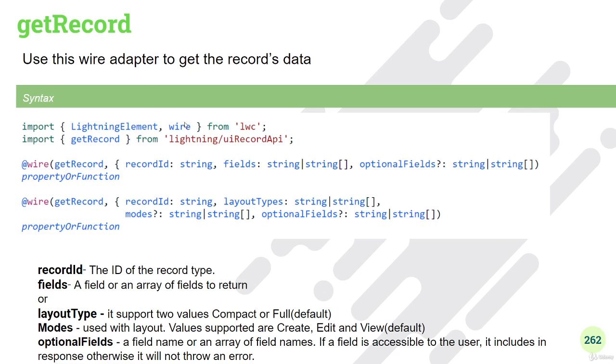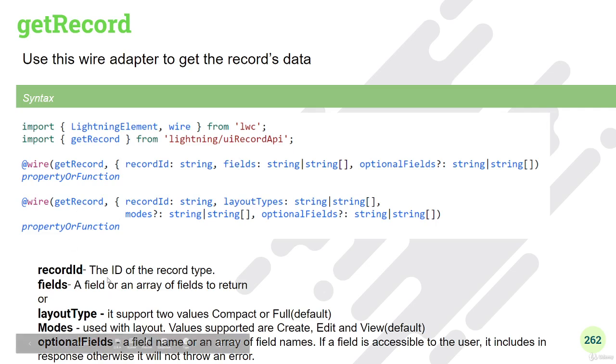The syntax is again similar to the other adapters. You need @wire to call the adapter. Then you need to import the adapter, that is getRecord, from the uiRecordApi module. Then there are two ways to call this adapter. One is you pass the adapter configuration as recordId, fields, and optionalFields. And the second way, if you don't want to pass the fields, you can pass the layoutTypes. And if you are passing the layout type, you have to pass the modes.